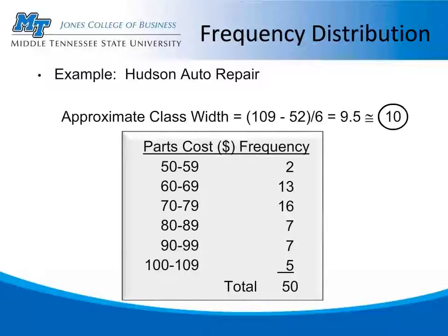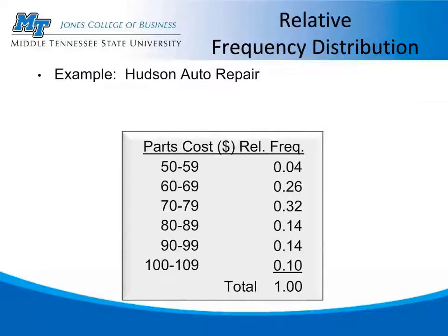Now once you have a frequency distribution, you can take the number of elements and divide it by the total and come up with a relative frequency. And that's quite easily converted to a percentage. Just multiply the number by 100 and you've got the corresponding percentage. So this is the relative frequency distribution that corresponds to the frequency distribution.